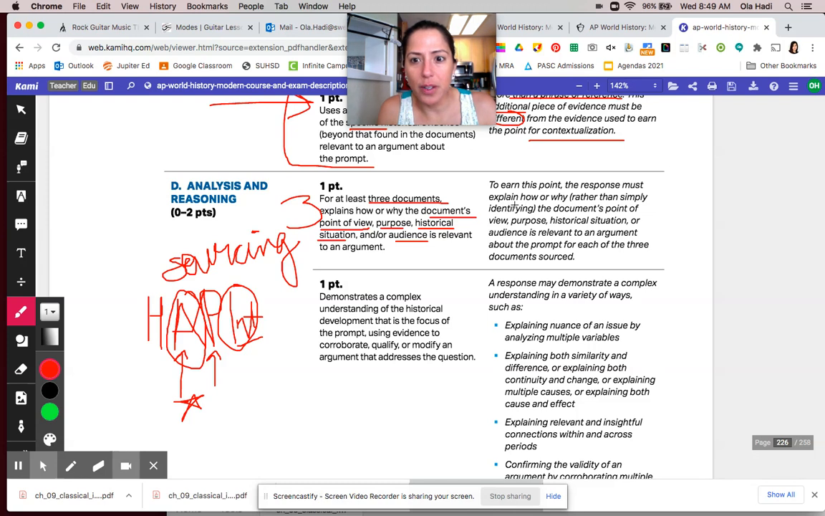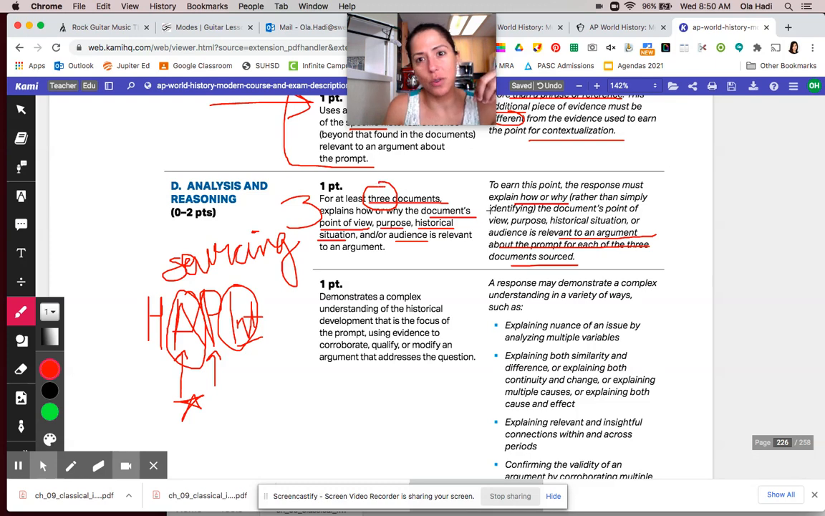So this is about explaining how or why the document's happy, historical situation, purpose, author's point of view, audience is relevant to an argument about the prompt for each of the three sources. So then your question is going to be, well, where do I do this? I would say do it at least once in every body paragraph. If you do it once in every body paragraph and there's at least 3 body paragraphs, you're done. Or do it more than once, just in case one of your examples of sourcing is wrong. So I would do that.